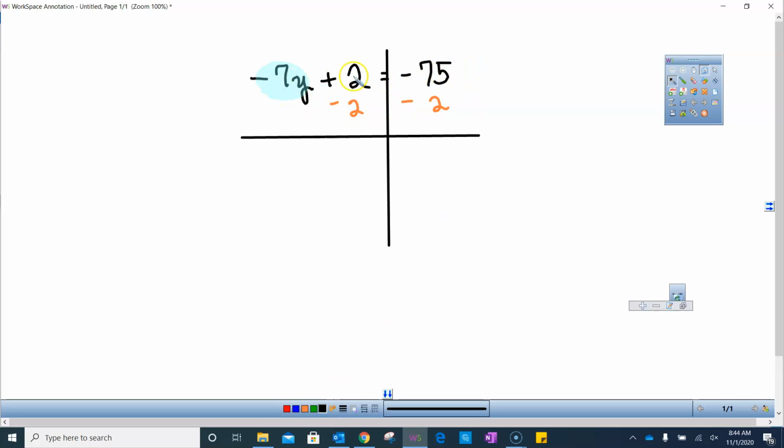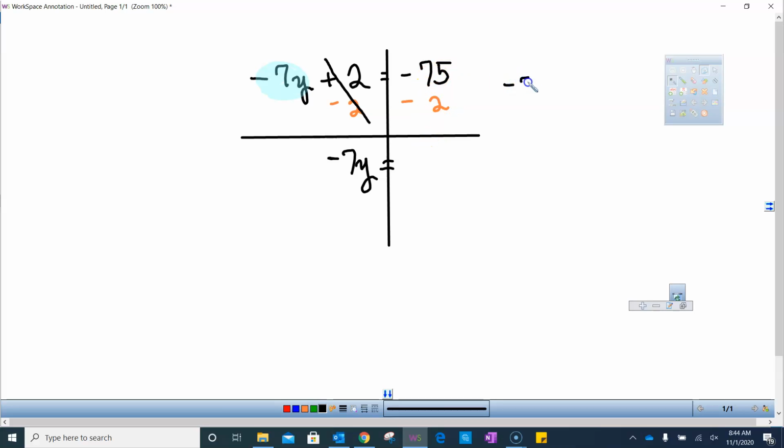And then over here, the plus 2 minus 2, or positive 2, negative 2, they're opposites, so they're going to cancel each other out, and the only thing you're going to have left is negative 7y on the left side. So we're one step closer to getting y by itself.